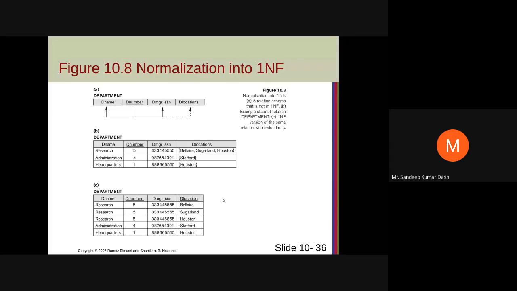Getting my point? In that case I will be writing this single row only, but the D locations will not be there. There will be D location 1, D location 2, D location 3. In D location 1 I will keep Bel Air, Stafford, Houston. D location 2 I will keep Sugarland, null, null. D location 3 I will keep Houston, null, null. Because these departments have no D location 2 and D location 3. They have only D location 1.